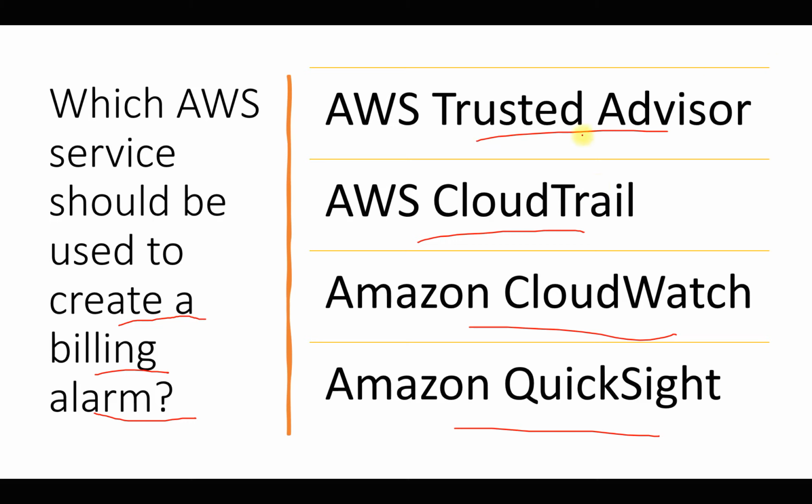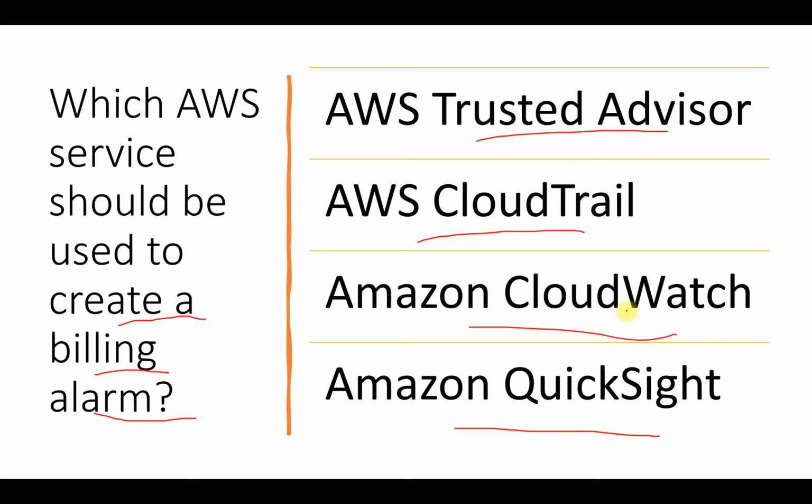Next service we are having is AWS CloudTrail. AWS CloudTrail actually logs the API activity. Whatever actions are taken by an API, it records, or we can say it logs those activities, and we can't use it for any performance or billing metrics.